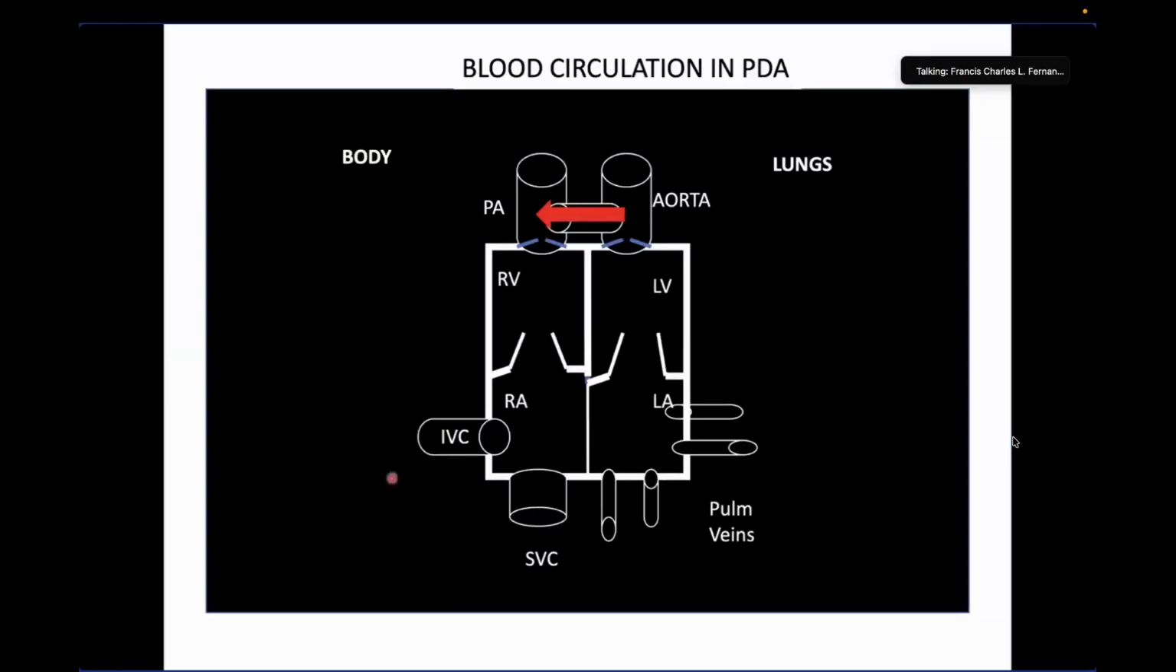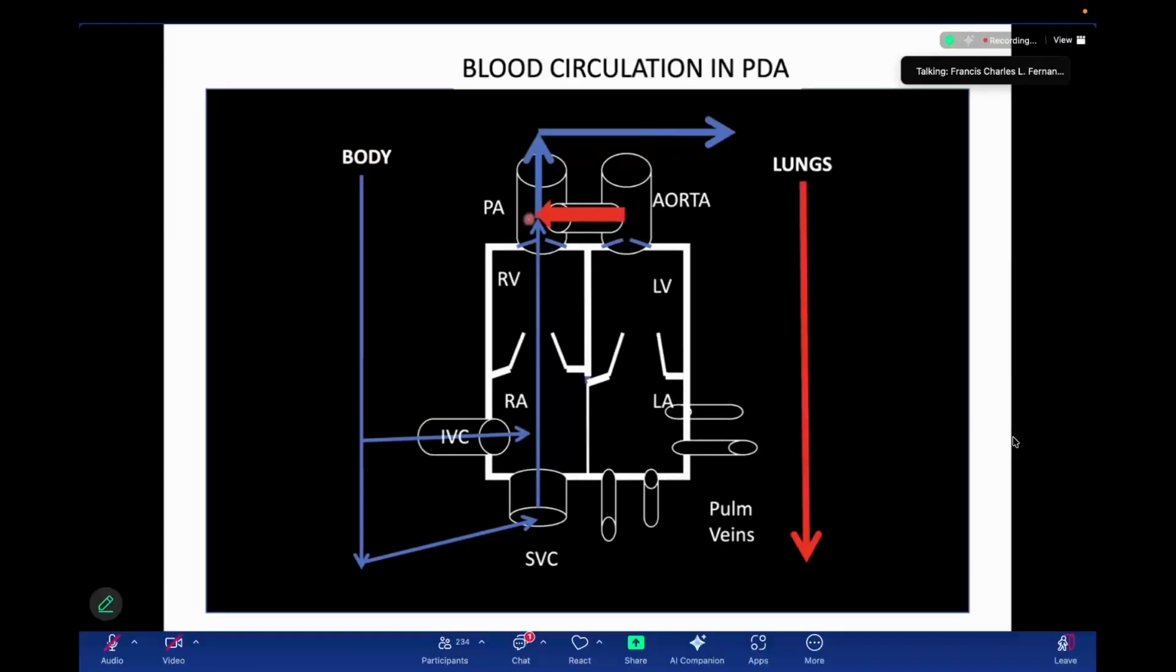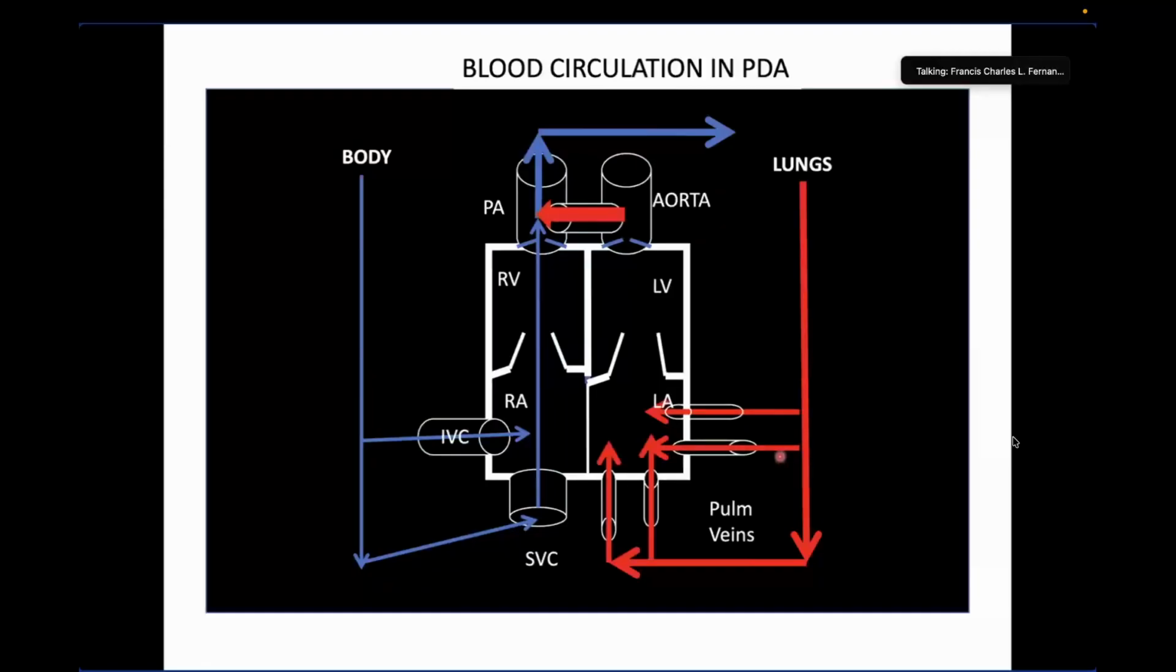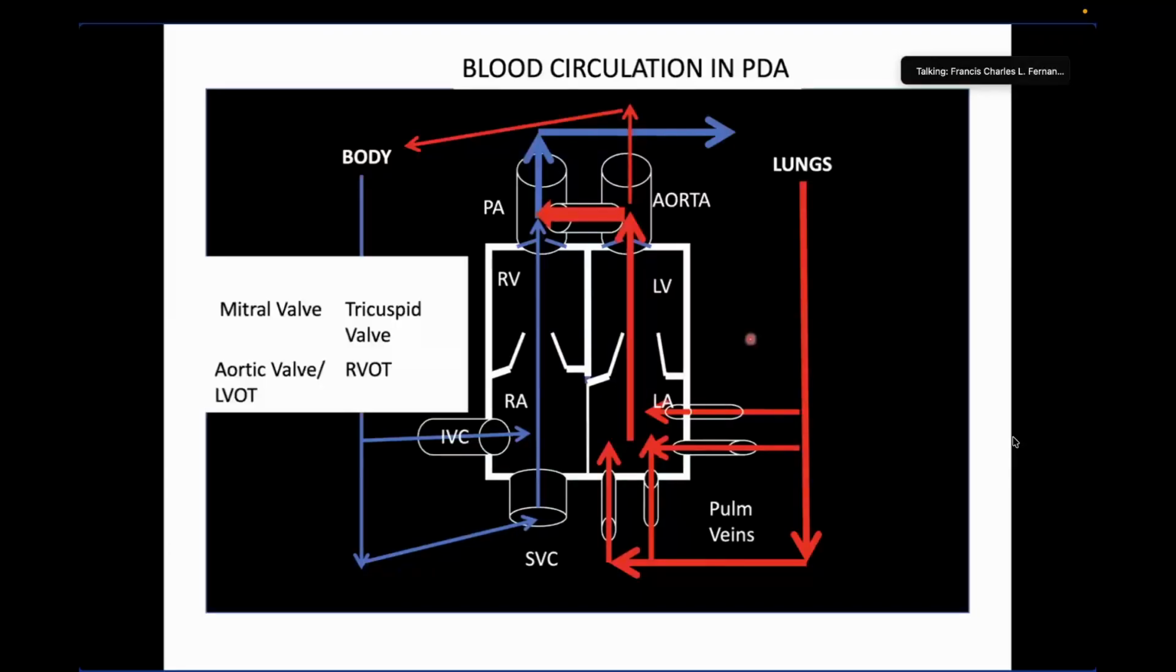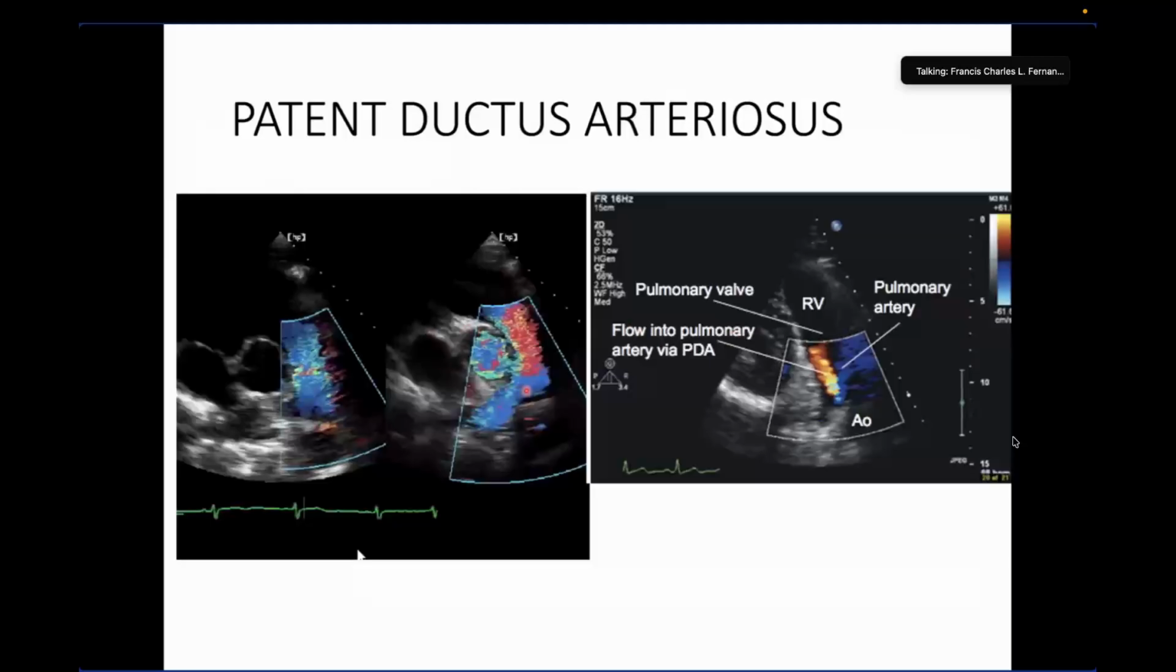Okay. So another problem is a shunt from the aorta to the PA. So this is patent ductus arteriosus. So you have a shunt with increased volume coming from the lungs to the pulmonary veins, so you have more volume going out into the systemic circulation. So this is what it looks like. This is the aorta. This is the pulmonary artery, sorry. And your aorta. So there is a mosaic color flow.